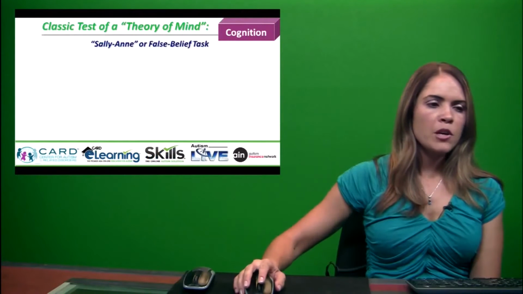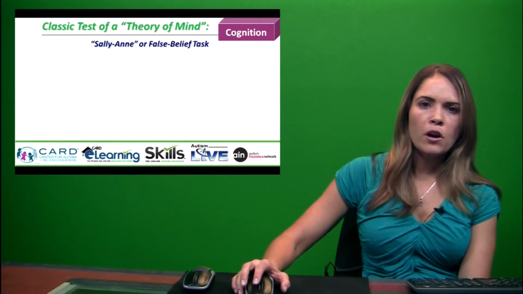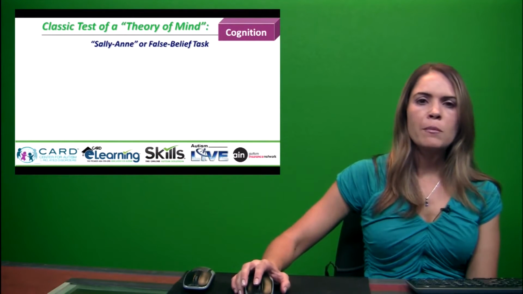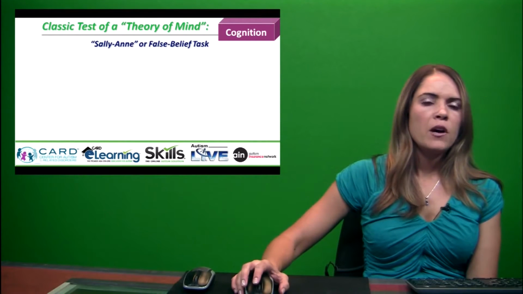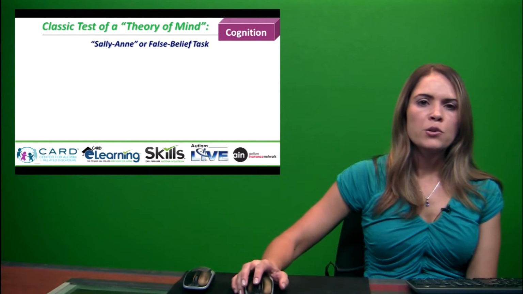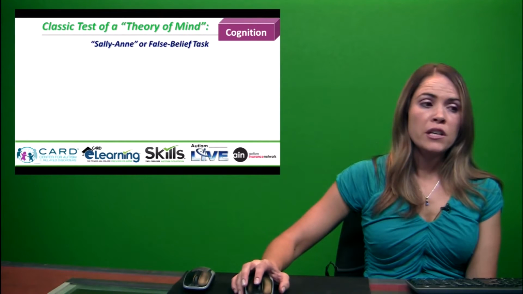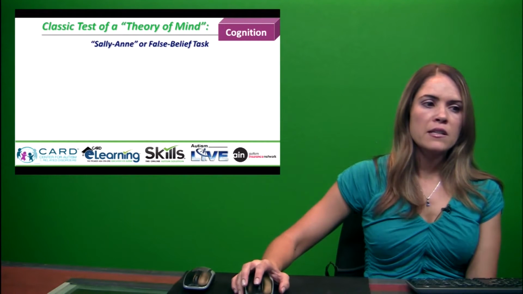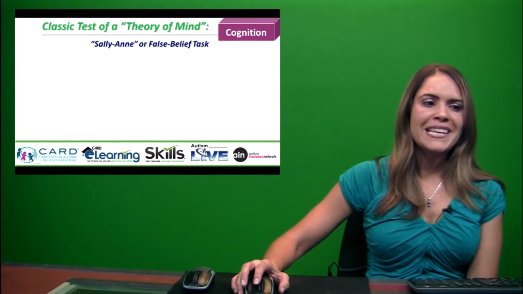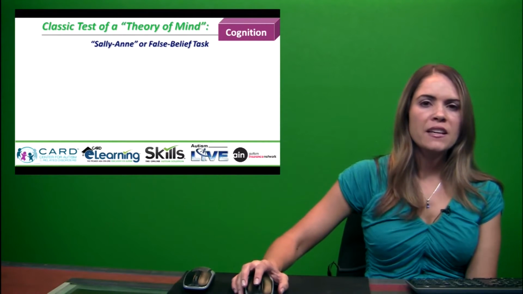I'm going to show you now a little bit more about this belief business. We were talking about beliefs. I also talked about how social cognition is sometimes referred to in the developmental and cognitive literature as a theory of mind. There was a research study done. It's called the classic test of theory of mind, also known as the Sally-Anne or false belief task.